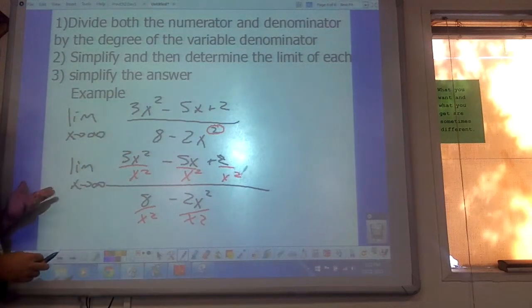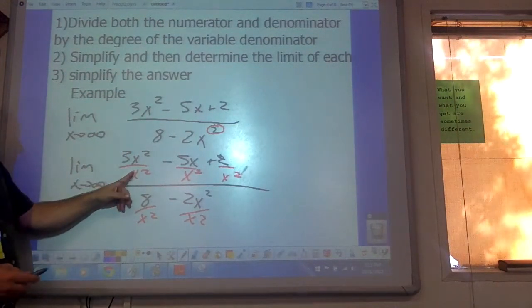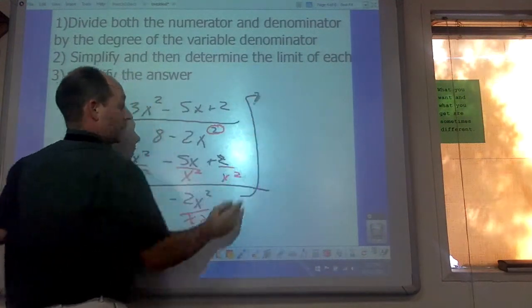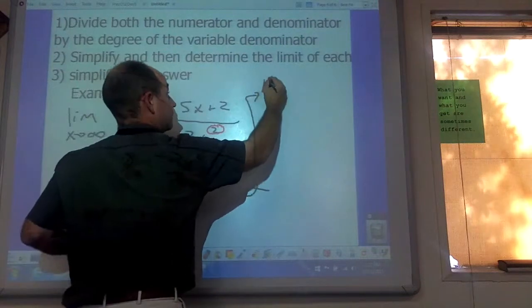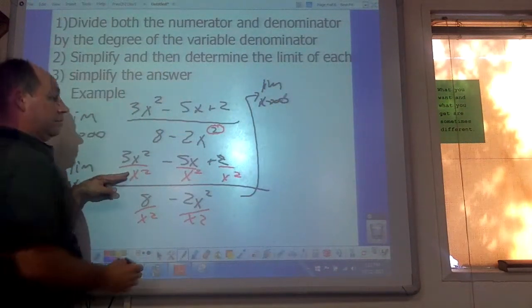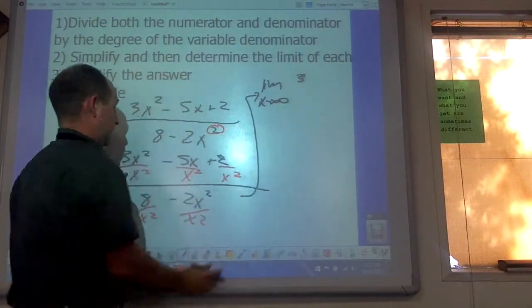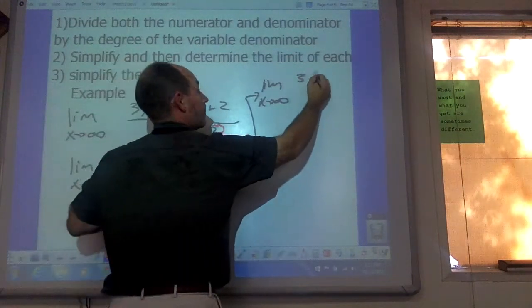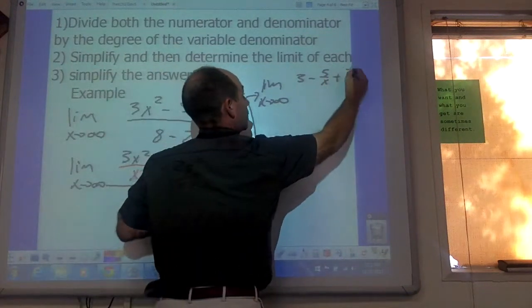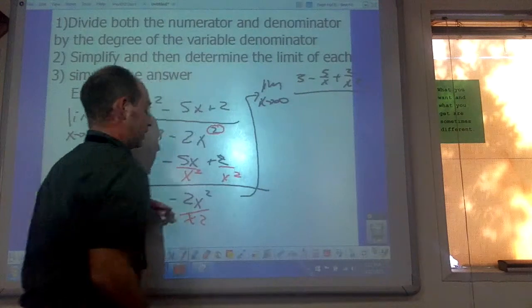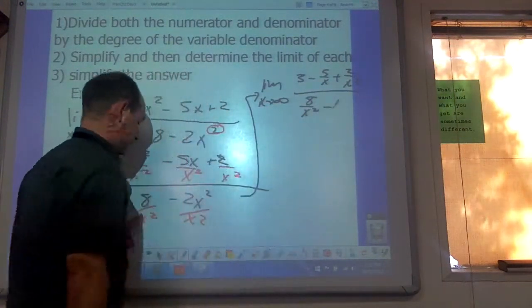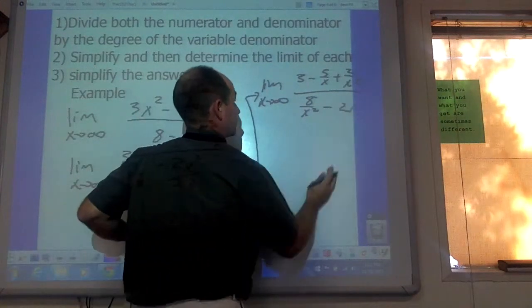Okay? So this becomes the limit, and I know I'm running out of board space, I'm also in a hurry. So this becomes the limit as x approaches infinity of 3x squared over x squared is 3 minus 5 over x plus 2 over x squared, and the denominator becomes 8 over x squared minus 2, just plain 2.